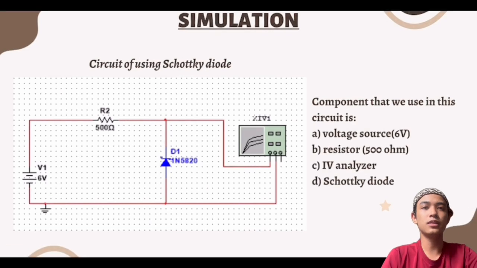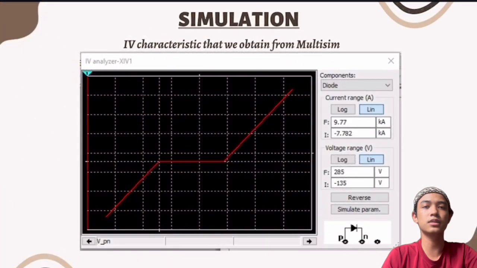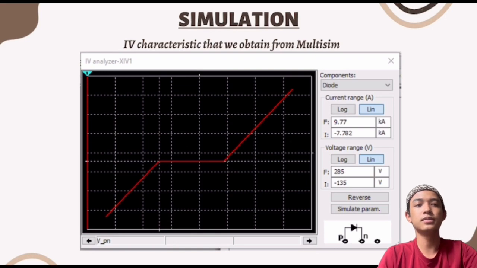For the simulation, I use the Multisim application to get the IV characteristic of the Schottky diode. The components that we use in the circuit are a voltage source, a resistor, an IV analyzer, and the last one is the Schottky diode. And this is the graph that we obtained from the circuit by using the IV analyzer.